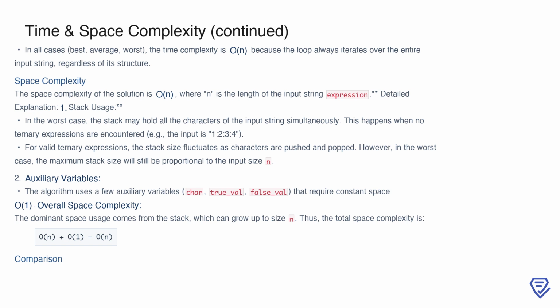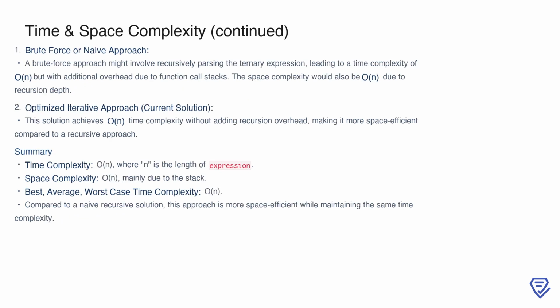A brute force or naive approach to parsing a ternary expression might involve recursively evaluating each ternary operator. While this method can achieve the same O(n) time complexity, it introduces additional overhead from maintaining the function call stack, leading to higher space consumption. The space complexity in such an approach would also be O(n) due to the recursion depth, which grows with the input size. In contrast, the optimized iterative approach used here avoids recursion entirely.